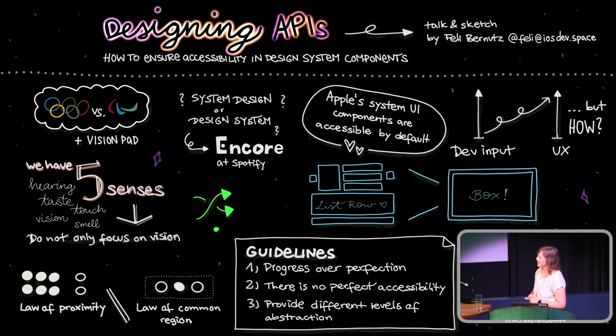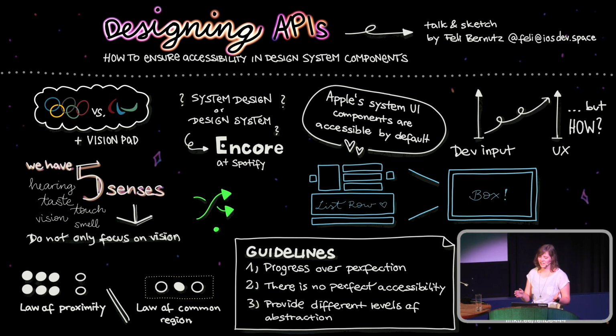We talked about how we have 5 senses, so we should not only focus on vision. We talked about the law of proximity and the law of common region and how they group content visually together. Then we looked at the differences between system design and design systems and had a quick intro to Encore at Spotify with the shuffle button, but also the list row and the box component. Apple's system UI components are accessible by default.